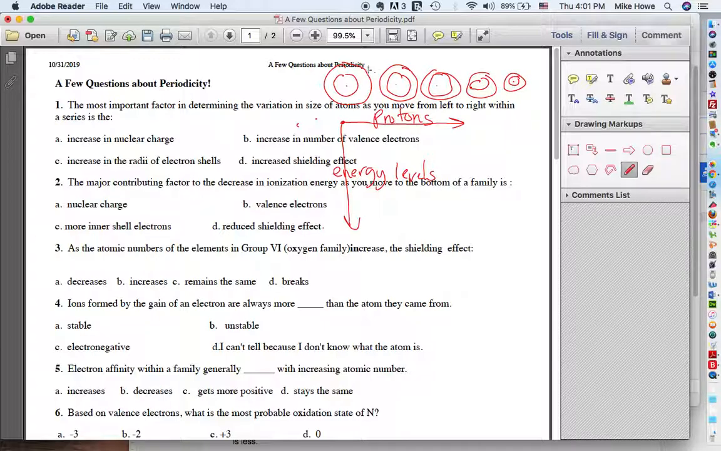So you get the idea that they're getting smaller as you go from left to right. And the reason for that is because the protons are pulling the outer shell in tighter. So if you want to say increasing protons, the only answer here that makes sense is A, that's the increase in nuclear charge. Because in a nucleus you've got protons and neutrons, and there's no electron there, so the only nuclear charge is positive.